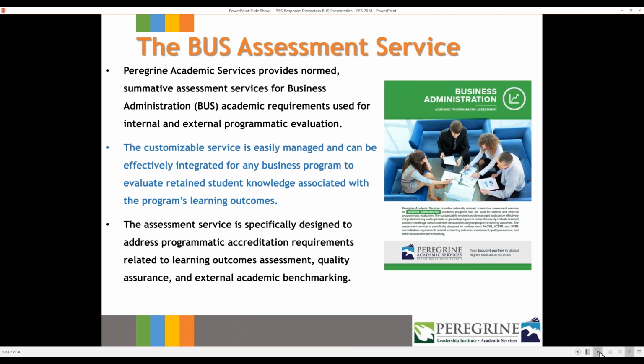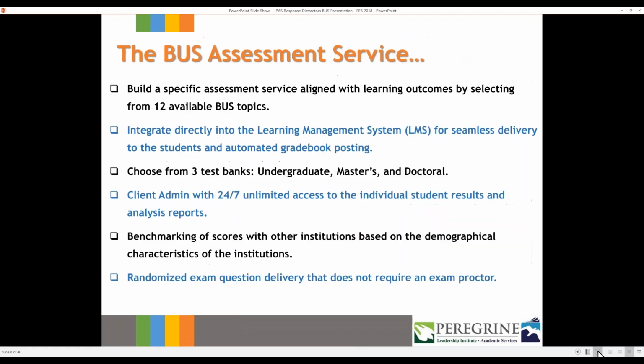And we're talking about, of course, learning outcomes assessment, assurance of learning, and for ACBSB to provide you with external academic benchmarking. So, for those of you who are using it, we have 12 core business topics offered to you with additional specialization and concentration topics in a number of areas that will come up soon.